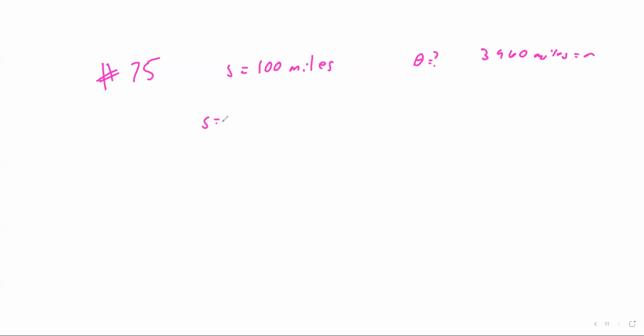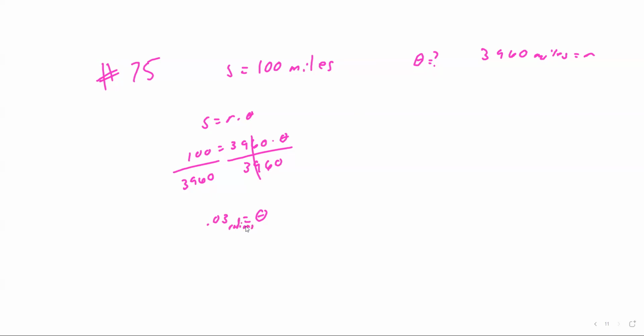So again, S equals R times theta. Plug in what I know. My answer here would be 100 divided by 3,960. What are we rounding to? Find the indicated arc length in each of the following problems. Round the answer to 2 decimal places. So that'd be 0.03, and then again, radians.